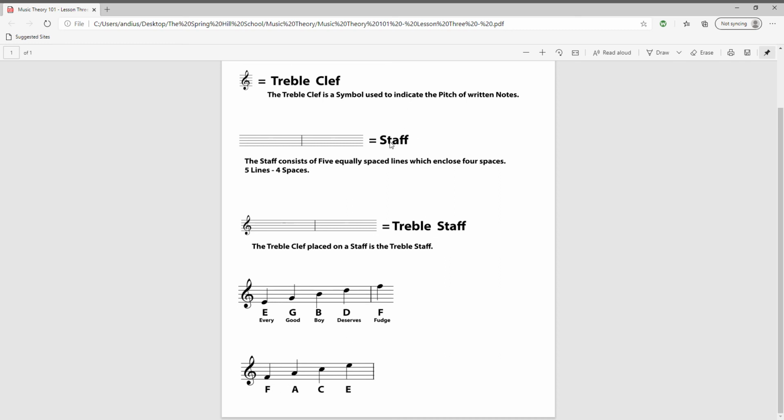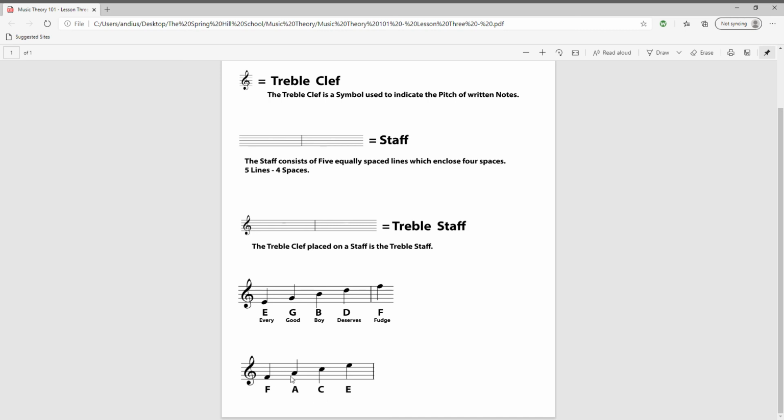Remember when I said the staff is 5 lines and 4 spaces? Well, the spaces of the treble staff spell face. The first space is an F. The second space is an A. The third space is a C. The fourth space is an E. Face. You don't need a saying because it already spells a great word.